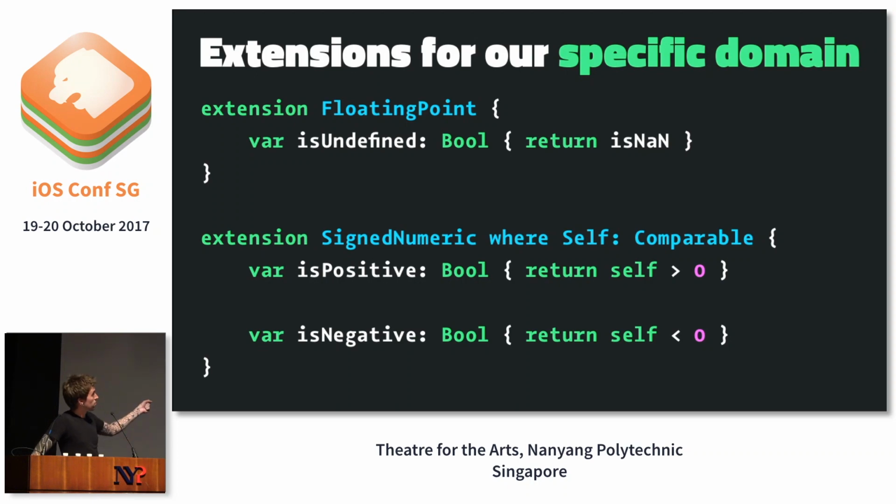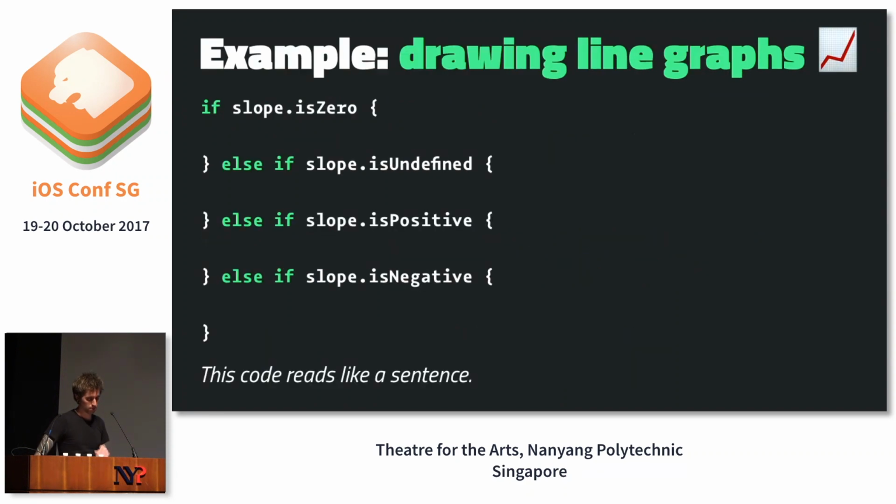We can write a few extensions on these different protocols for our specific domain here. If a slope is undefined, that would be we've computed that it is not a number, and positive and negative are straightforward. Here, this extension actually works on every single numeric type. So if you call this on an integer type, the 0 is inferred as an integer, but if you call it on a float or a double, that 0 gets lifted into a float or a double. So it works everywhere. You couldn't do something like this before. It'd be much more difficult.